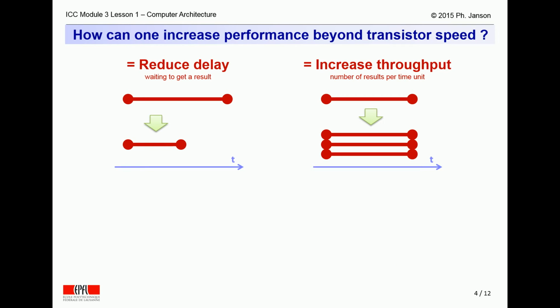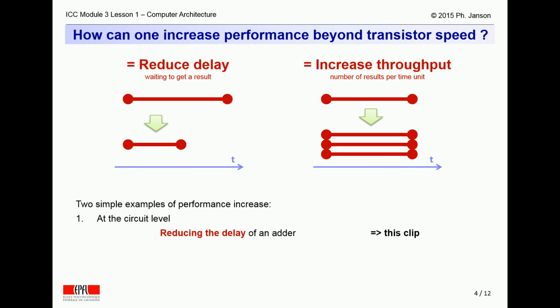The performance of anything can always be increased in one of two ways, either by reducing the time or delay that it takes to do something, or by increasing the throughput, or the number of things done per unit of time. This clip focuses on an example of performance gain through reduction of the time to perform operations thanks to logic parallelism. The next and last clip in the series will then discuss an example of performance gain through increase of throughput thanks to architectural parallelism.